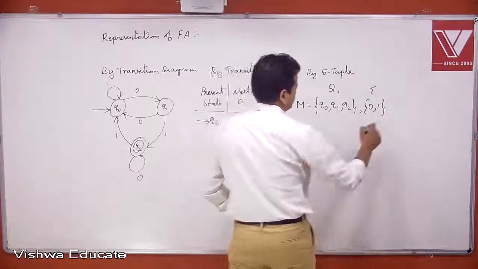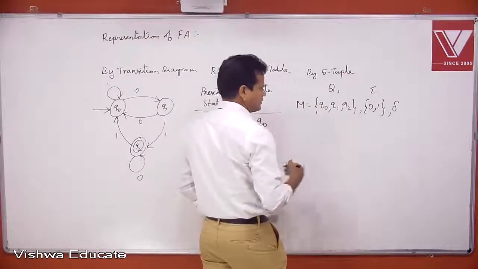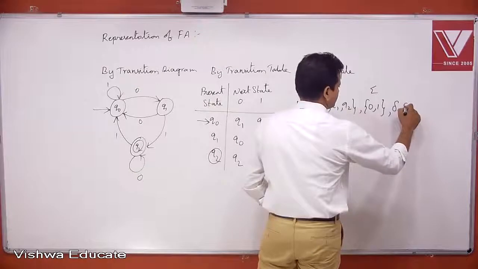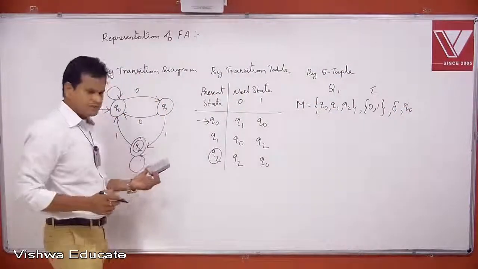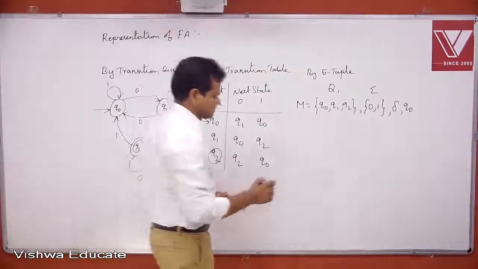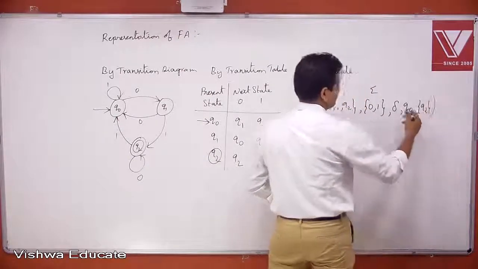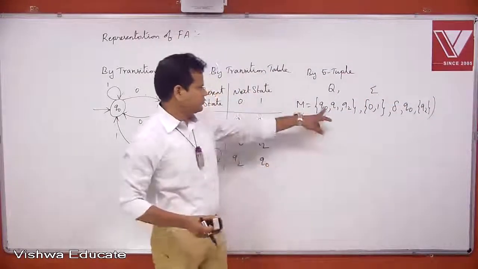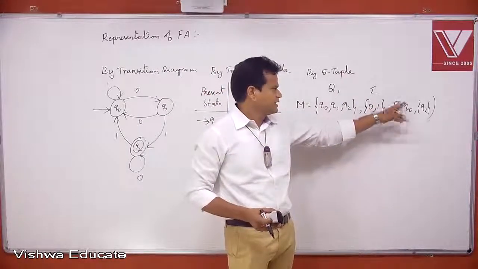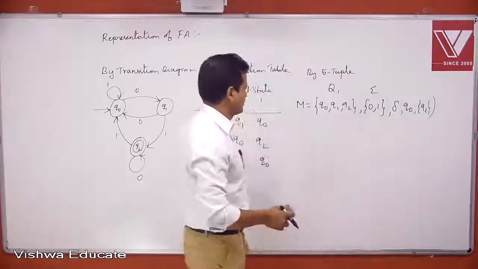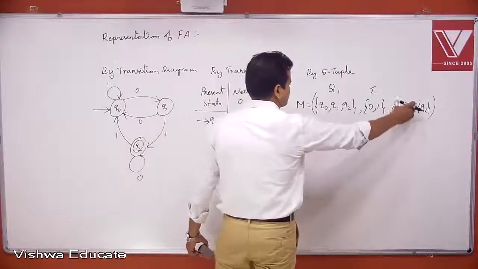And del, that is the transition function, we define later. What is the initial state? Q0. And the final state, we are taking only one final state, that is Q2. If we take more than one final state, then we write them all. So this is Q, set of states; sigma, set of inputs; transition function; initial state; and the final states.